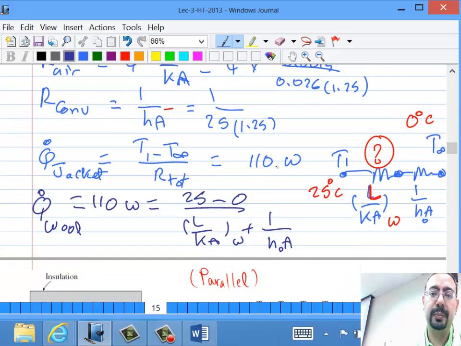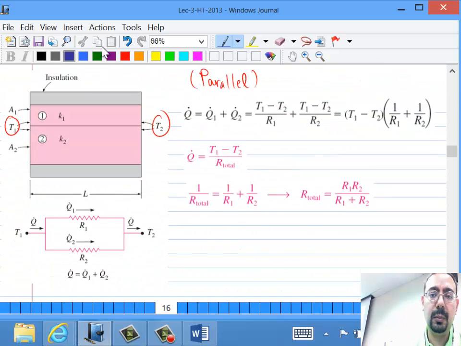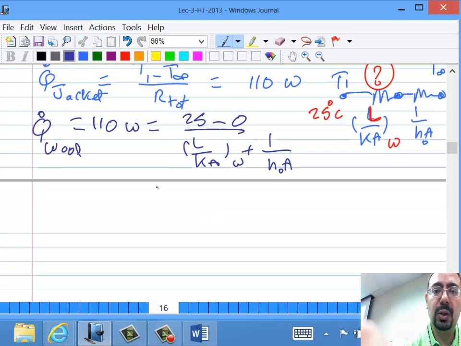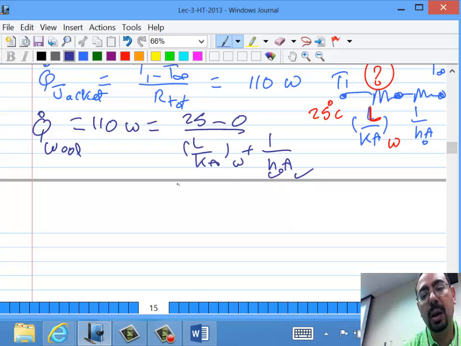So what do we know? We know the H out, and we know the area, and we know the K and the A. The only thing is the L, and the L is 8.52 millimeters.